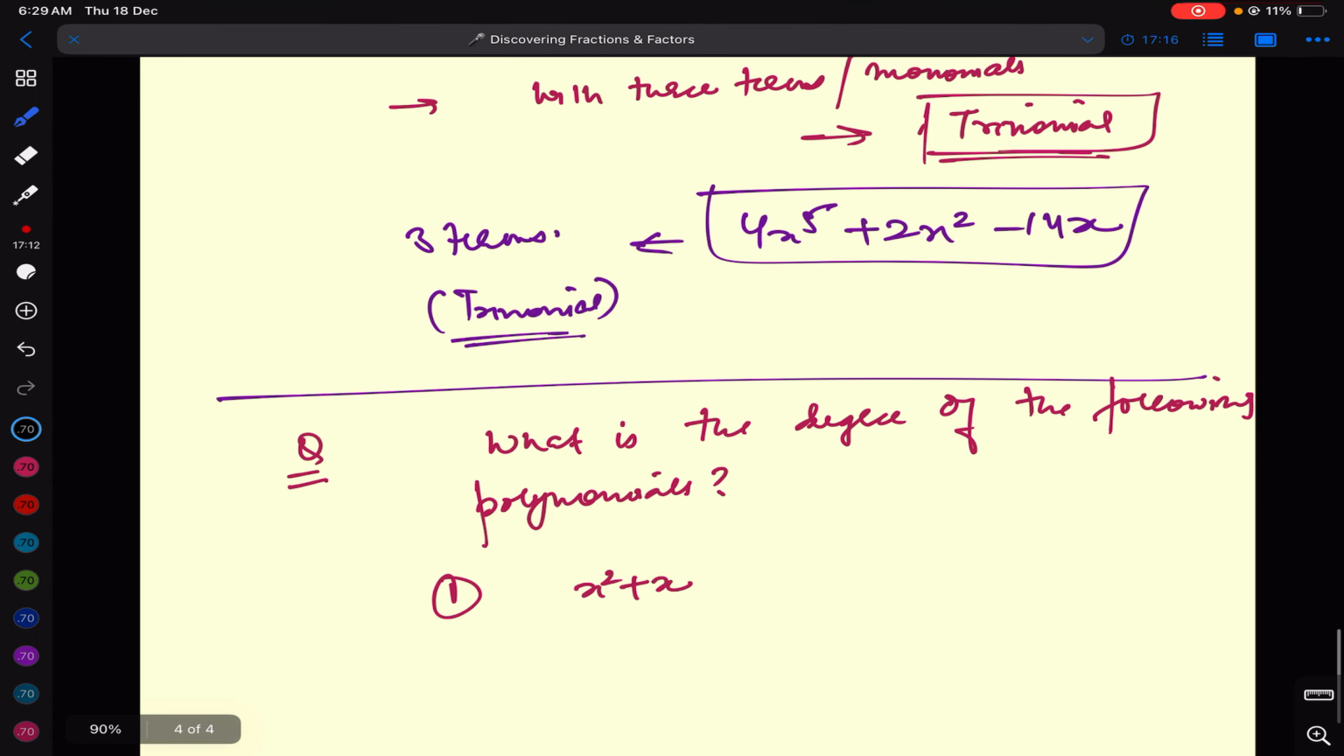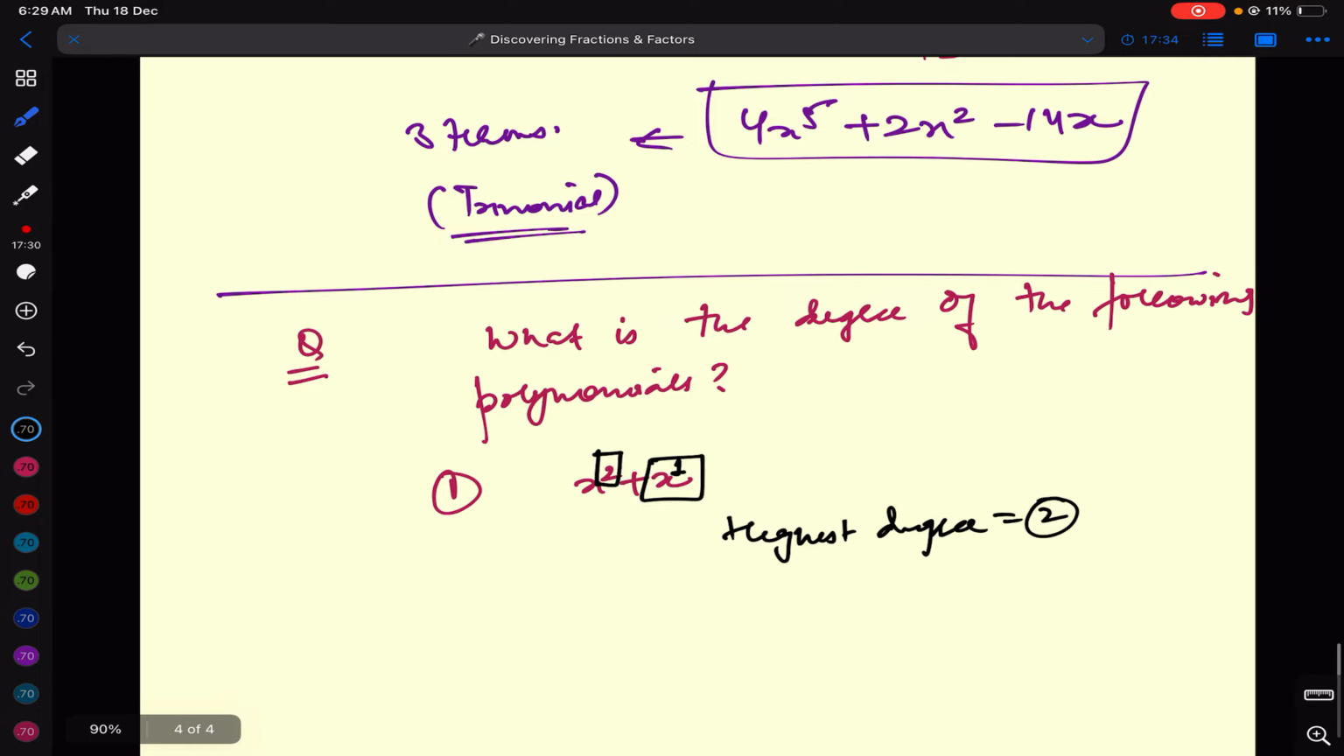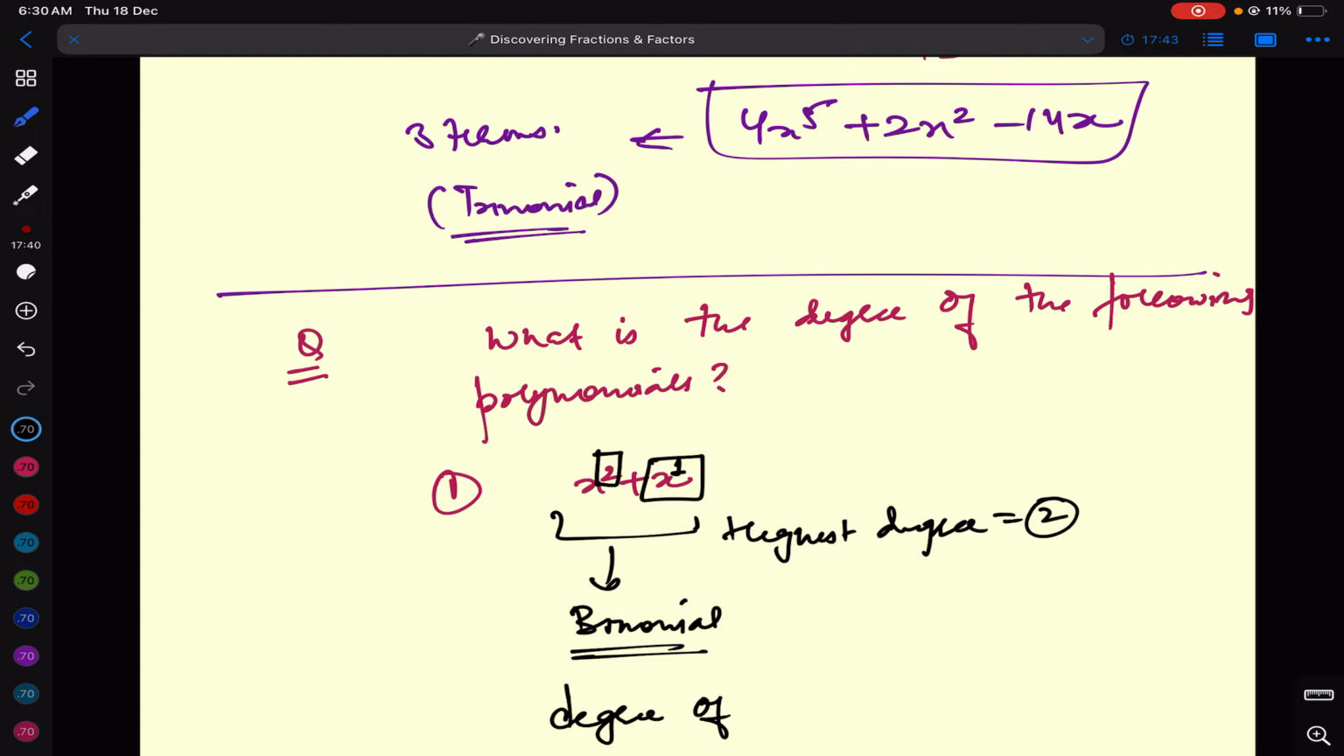Now if you see carefully, the first term has the exponent of 2, right? And the second term has the exponent of 1. When we don't have any exponent, we treat that as 1, right? So what is the highest degree here? 2. So that becomes your degree of polynomial. And what is it basically? A binomial, because we have two terms. So here the degree of the polynomial is 2. Clear?